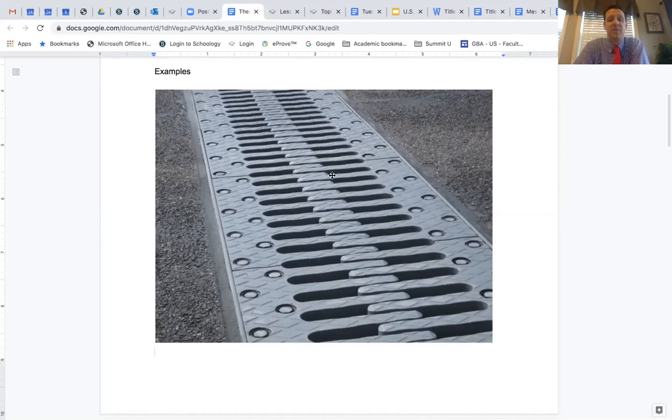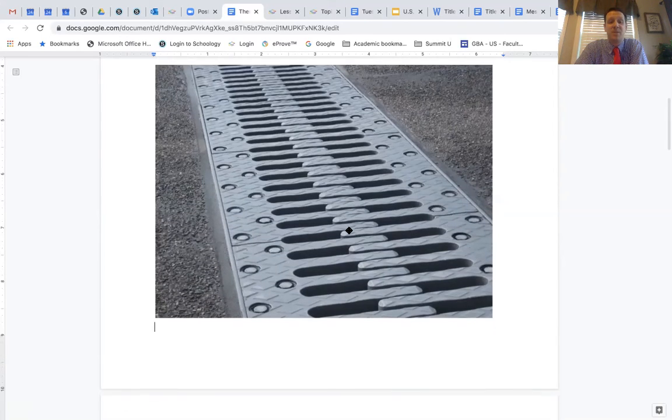Bridges are made to expand with hot and cold. Potholes, they're just cracks in the pavement, and those do not have the ability to expand and contract. So what ends up happening is you get damage and cracks.